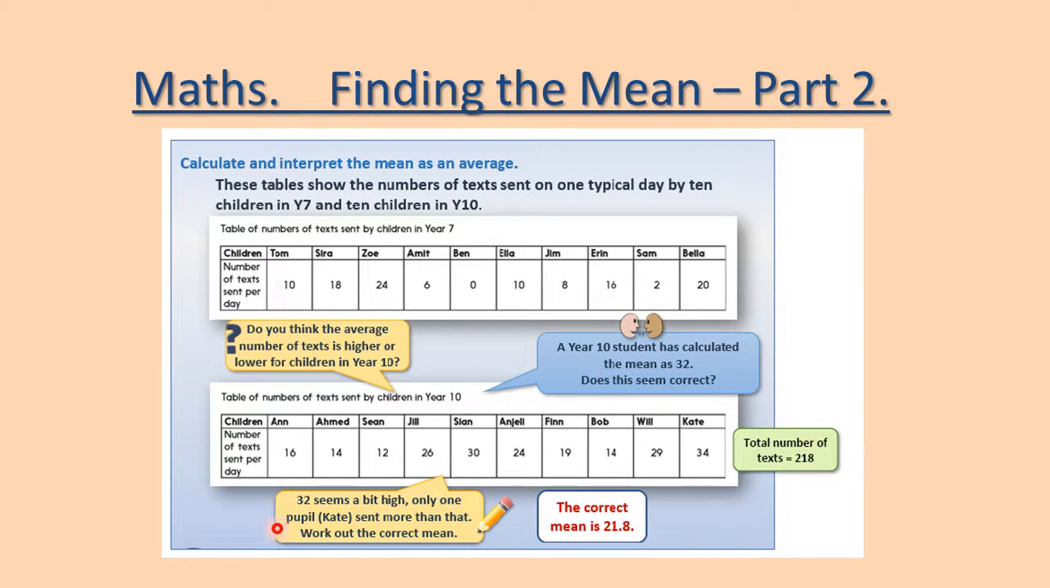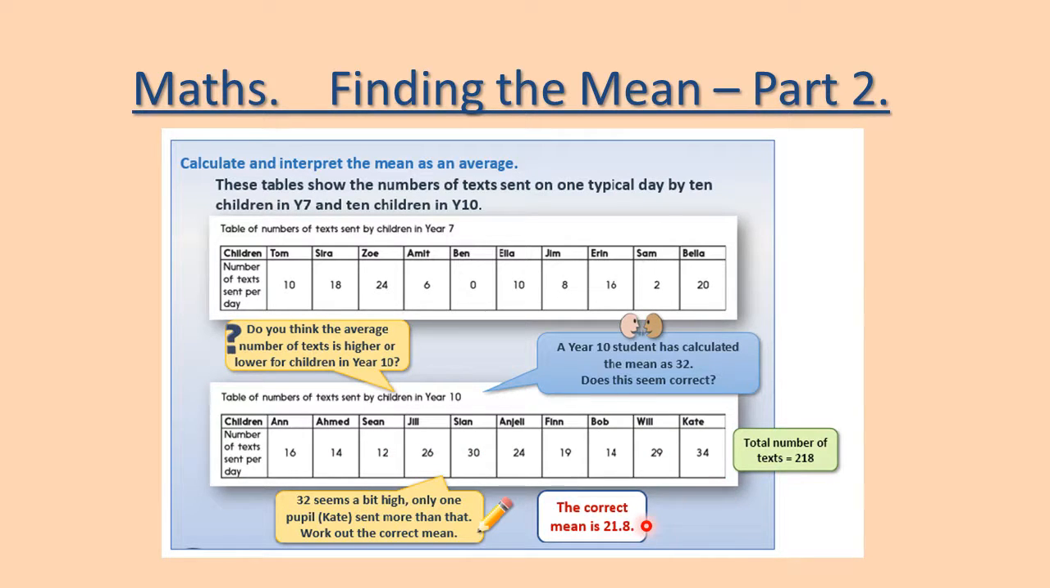Hopefully, if you've got your brain on, 32 is going to seem a bit high because there was only one pupil who actually sent more than that. So it would be a bit odd if it was that because most people were doing quite a bit less than that. When you add these all up and you divide them by 10, you need to divide by 10 because there's 10 children here.